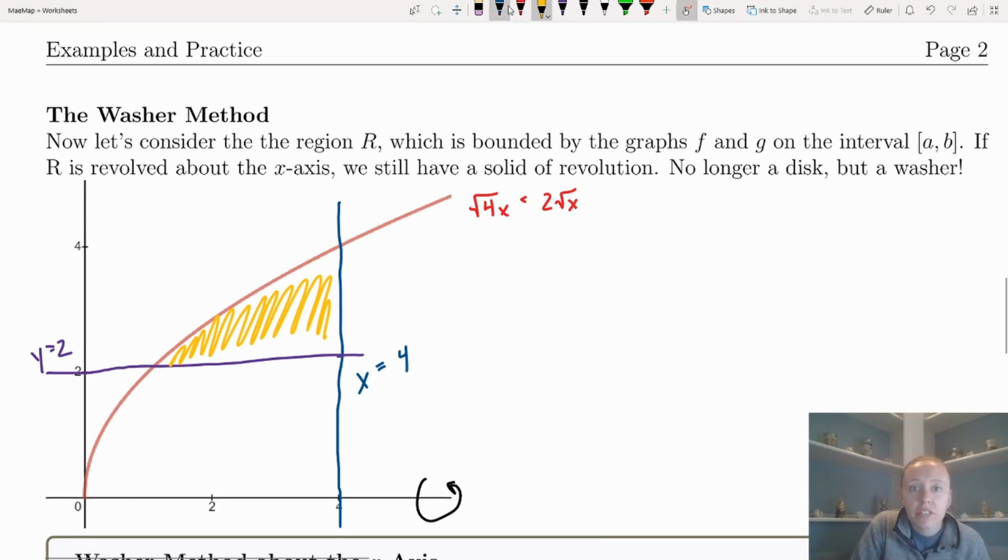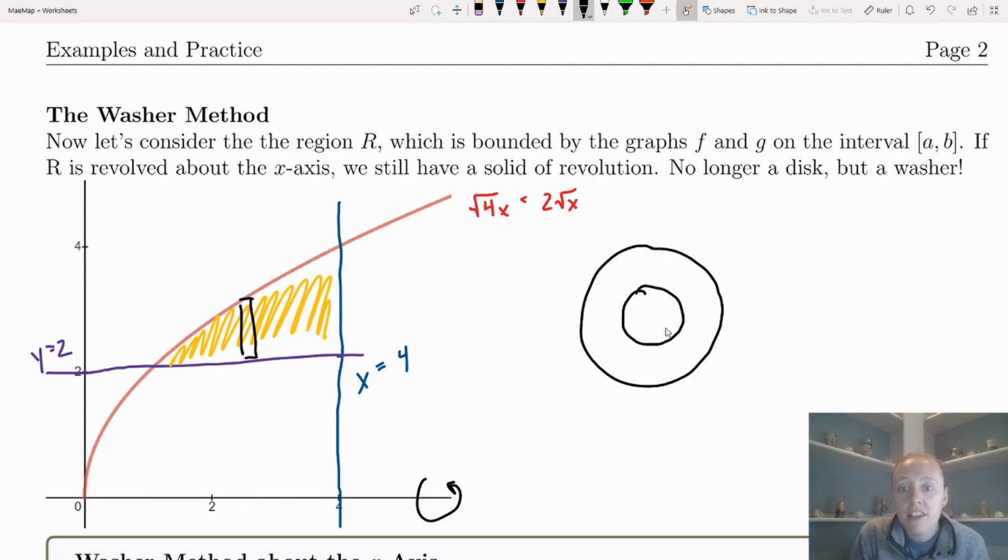But if you think about taking this region and revolving it around the x-axis, let's go ahead and draw a rectangle really quickly. If I take that small rectangle, I'm no longer touching that axis of revolution, so I'm not going to have a solid figure. What's going to happen is if I'm revolving around some axis of revolution, I'm going to have a gap or a hole. So when I revolve that small rectangle around, it's going to look something like this, where I have this hole in the middle. So this is my region when it gets revolved around into a solid. Hence, it's no longer a disk, but a washer.